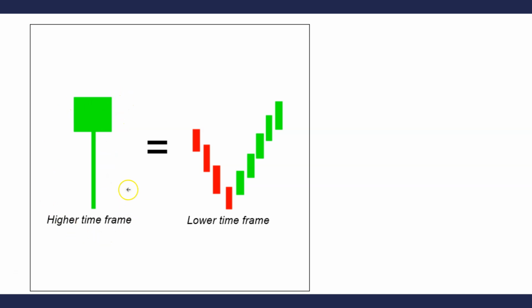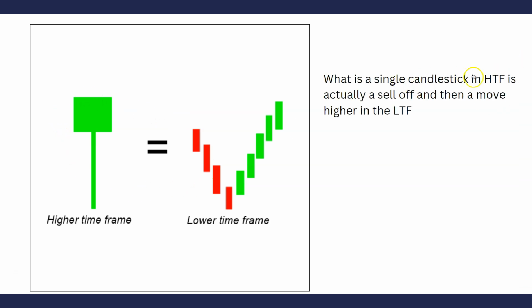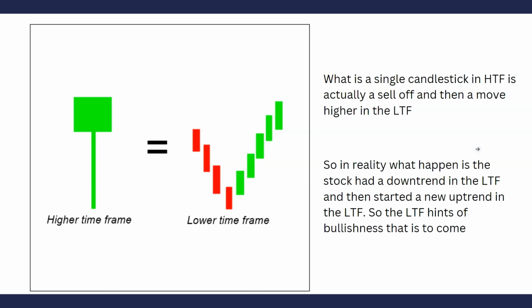This is in a higher time frame. Let's say this is the daily chart or weekly chart, and this is the hourly chart, and so on. So in the lower time frame, the stock declined and then went back up to form this formation. So what is a single candlestick in the higher time frame is actually a sell-off and then a move higher in the lower time frame. Sell-off, move higher. So in reality, what happened is the stock had a downtrend in the lower time frame and then started a new uptrend in the lower time frame. So the lower time frame actually hints of possible bullishness that is to come.